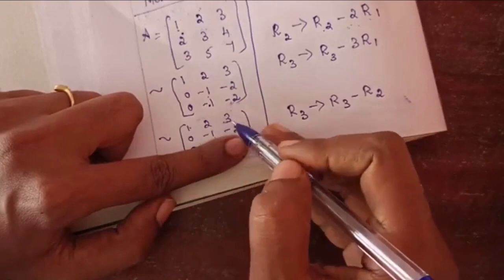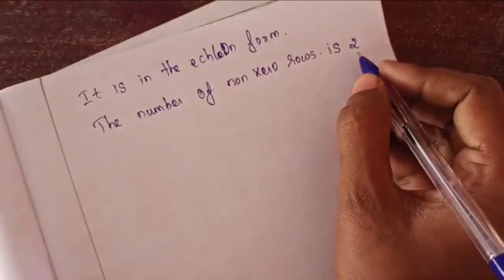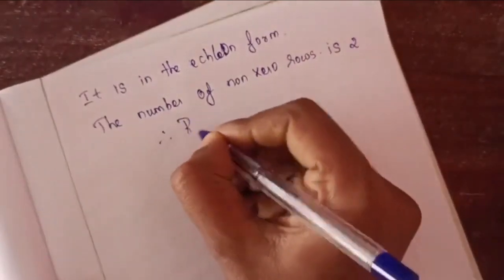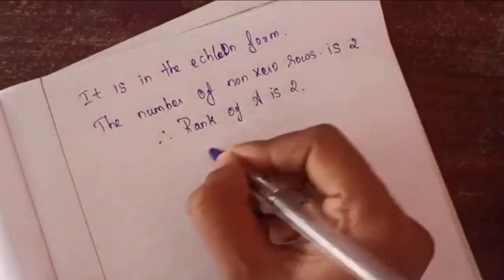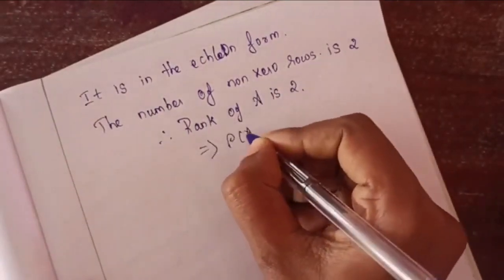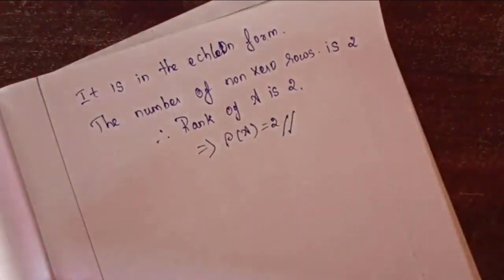So how many non-zero rows are there? 2 non-zero rows are there. So the number of non-zero rows is 2. What's the rank of this particular matrix? The number of non-zero rows is 2, therefore the rank of A is 2. Therefore we will conclude rho of A is equal to 2. Understand? I hope you got some idea.